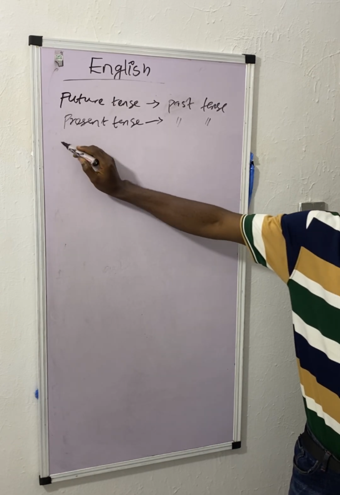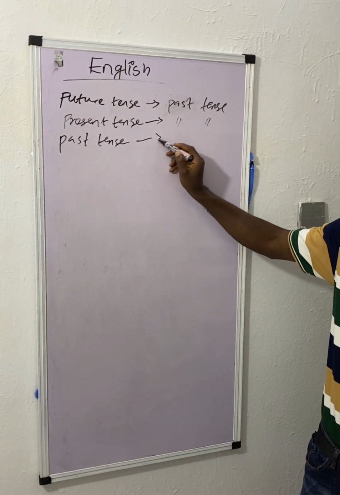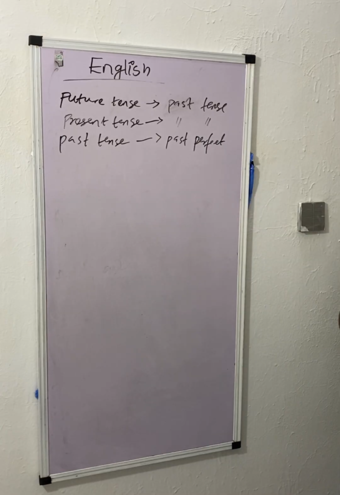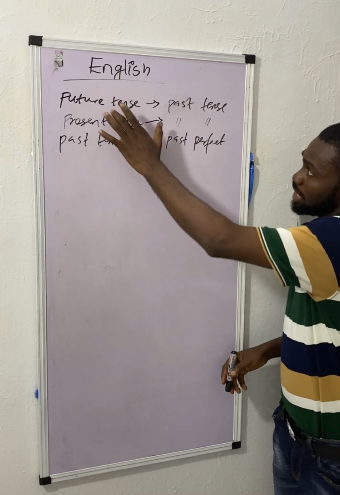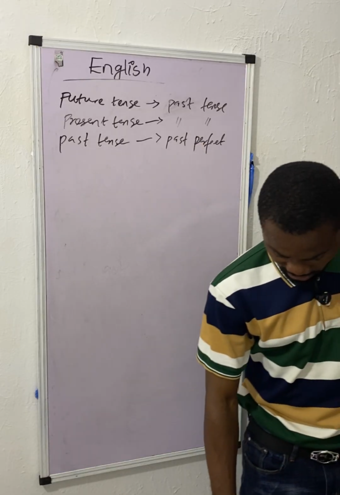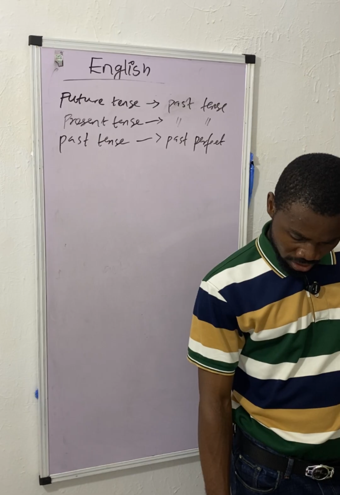Then we report past tense in what? Past perfect tense. We report past tense in past perfect tense. Just know that future and present, we report in past tense. All right. Let's look at the beautiful examples we have here.